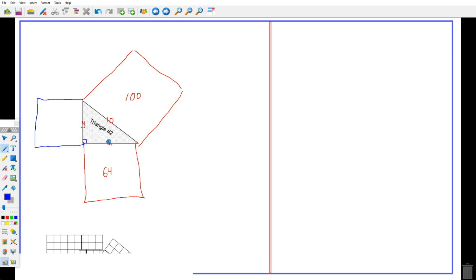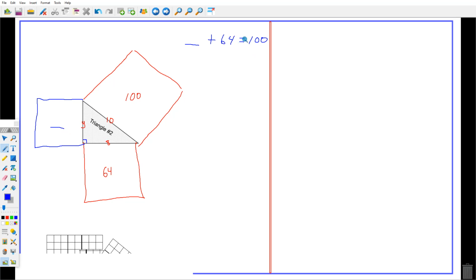Well, we remember that the Pythagorean theorem says that the two small square areas, so this area and this area, have to add up to be this one. So we need to find out what this area is first. If these two add up to be this one, we're asking ourselves, what number do I add to 64 to get 100? So we are trying to find the difference between 100 and 64.